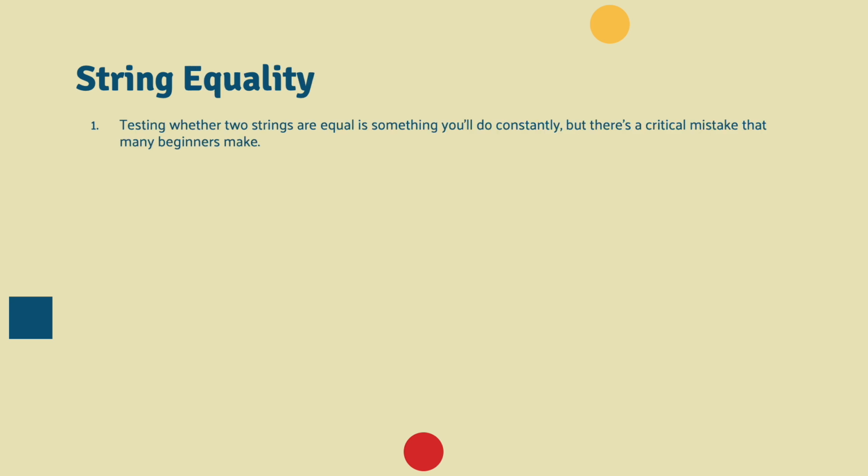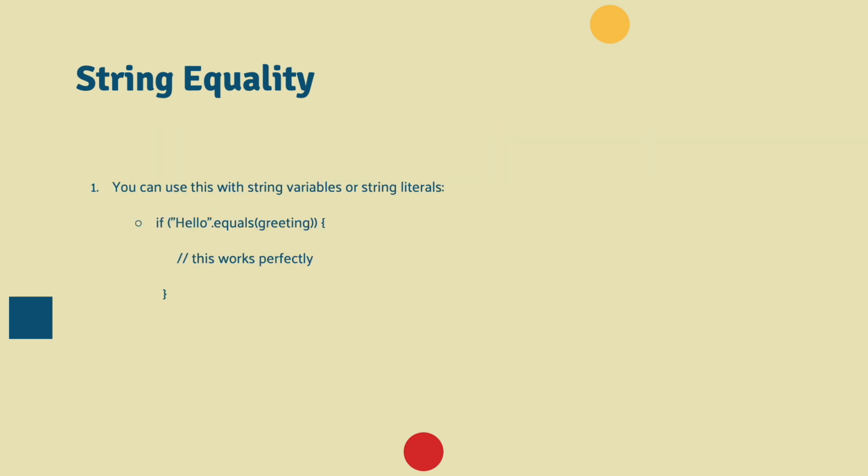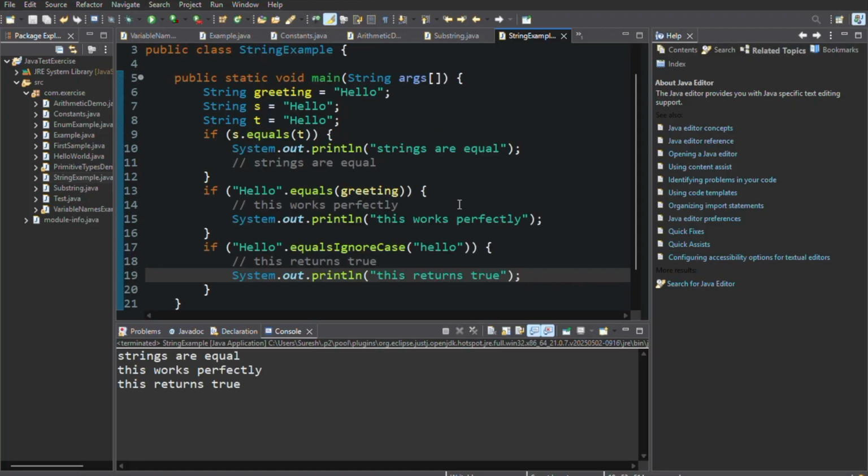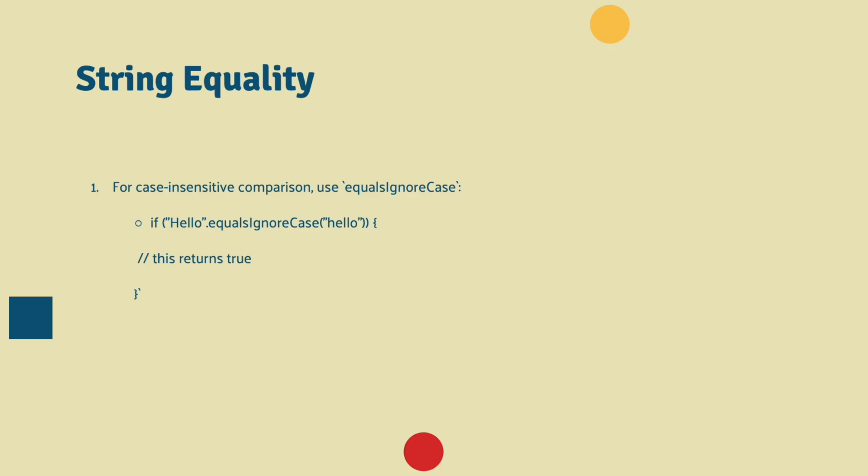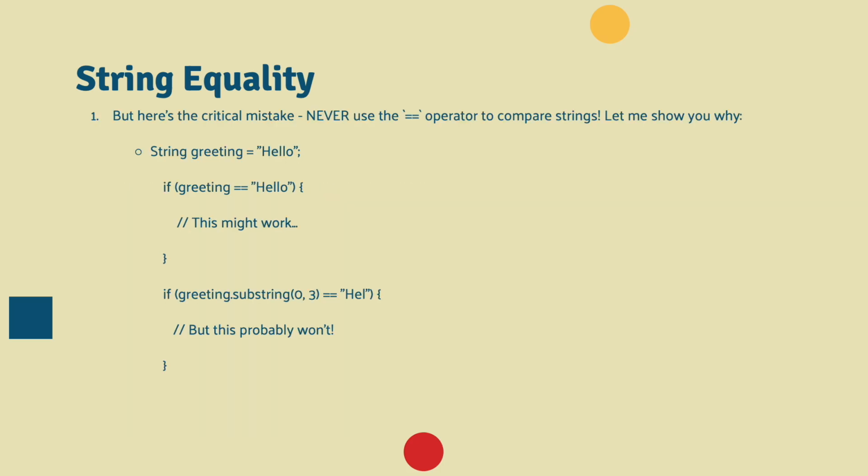Testing whether two strings are equal is something you'll do constantly, but there's a critical mistake that many beginners make. The correct way to test string equality is with the equals method. You can use this with string variables or string literals. For case-insensitive comparison, use equalsIgnoreCase. But here's the critical mistake: never use the == operator to compare strings.